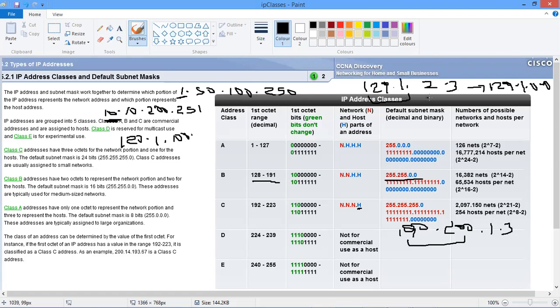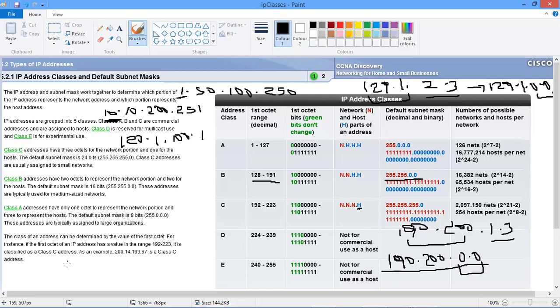That means your host IDs are all 0. So when your host IDs are all 0, it is a network address. Like this is 190.200.0.0. So this is a network address. Why? Because my host IDs are all 0. We don't use the network address, of course, you know that. The same thing with these ones. When their host IDs are all 0, it is referred to as a network address.